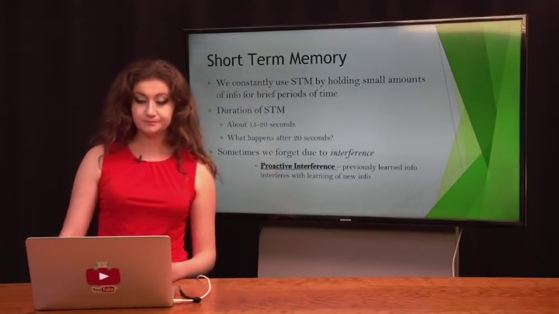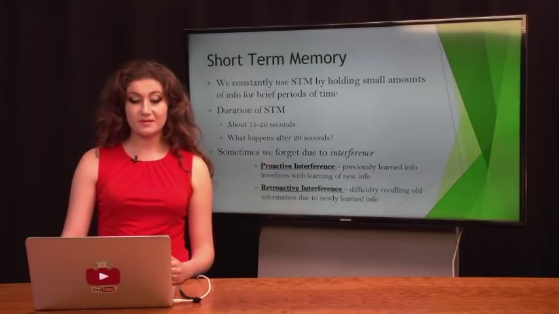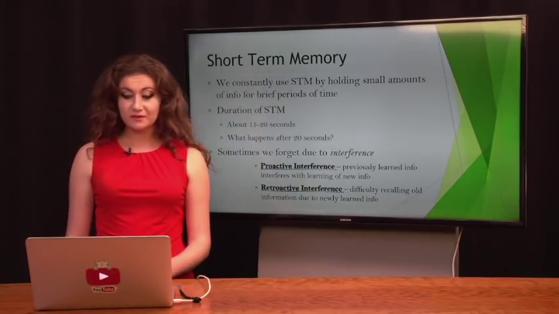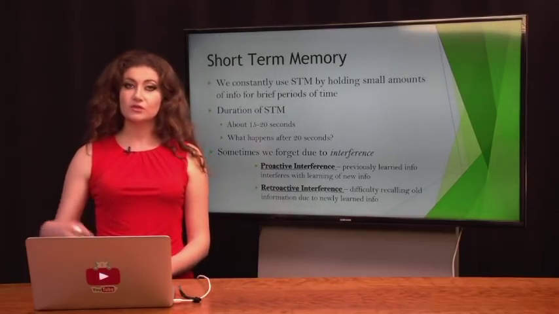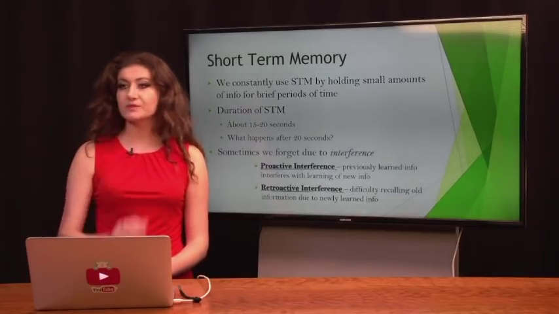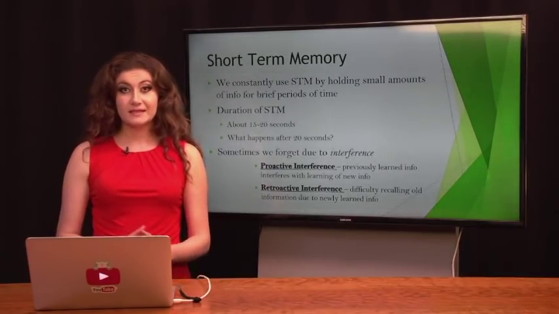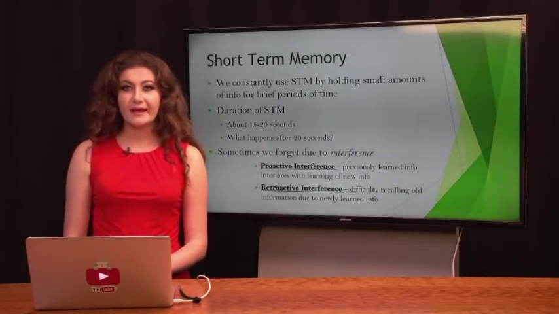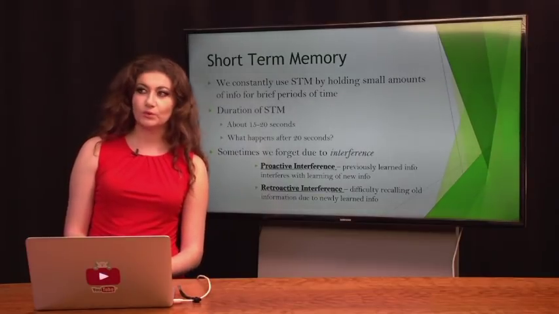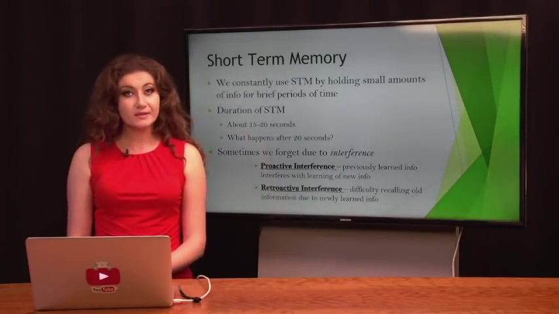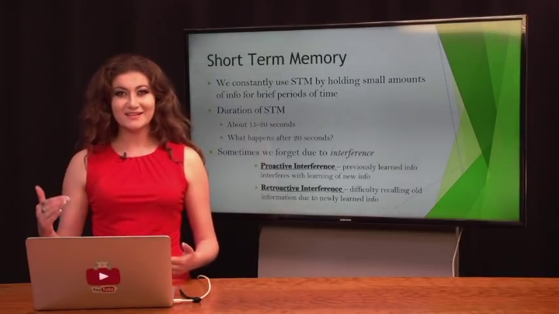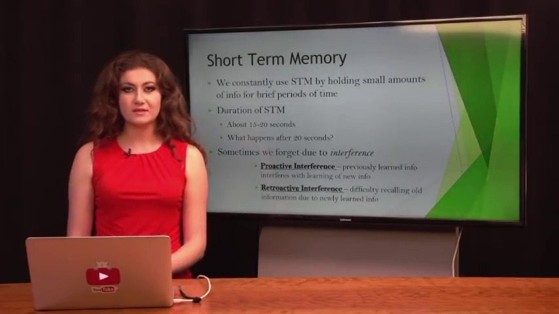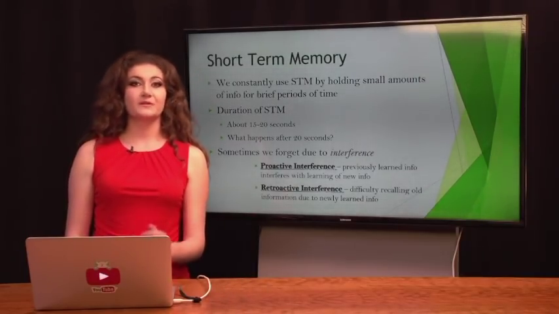If we have proactive interference, the opposite of that would be, of course, retroactive interference. Retroactive interference is the difficulty of recalling old information due to newly learned information. So going back to our house example, let's say you've finally memorized your new address, and then you decide to apply for a new job. At this new job, you have to fill out this ridiculously extensive job application, and they ask you about all the different addresses that you've lived at in the past 10 years.